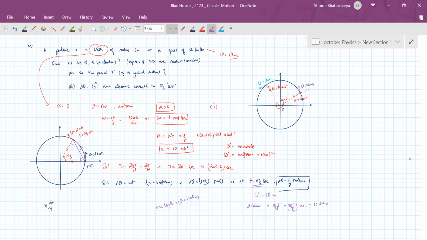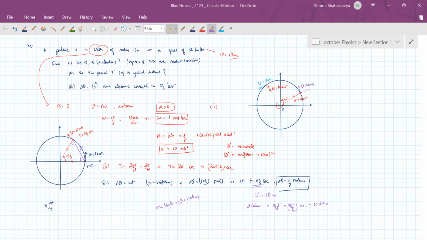Tangential acceleration is zero because speed is constant, so it is uniform circular motion. But centripetal acceleration still has to be there, because it's a circular motion. Yes, sir, got it. I noted.